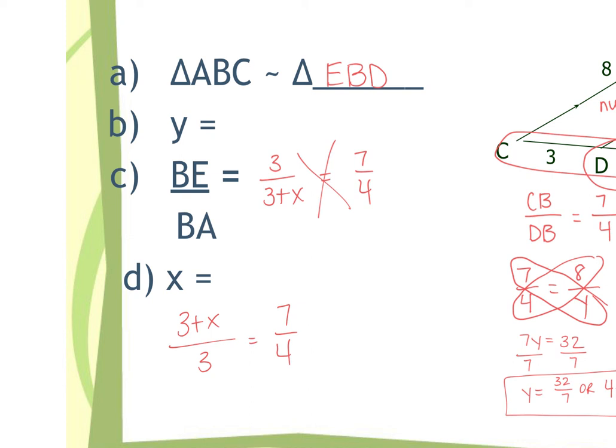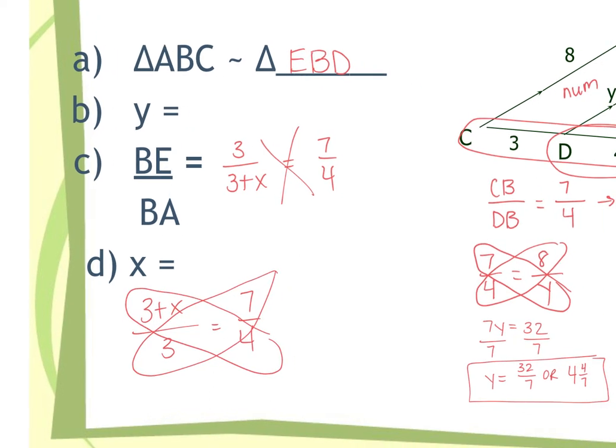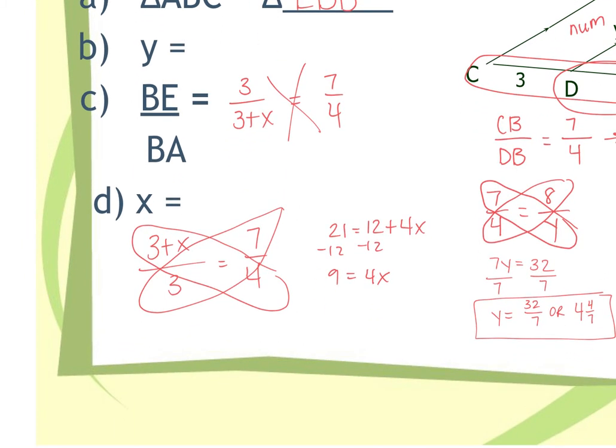Okay, now we cross multiply. We're going to get 21 equals 12 plus 4x. We subtract 12 from both sides. We get 9 equals 4x. Divide by 4 to both sides, and we're going to get 9 over 4, or 2 1/4, equals x. And we're done.